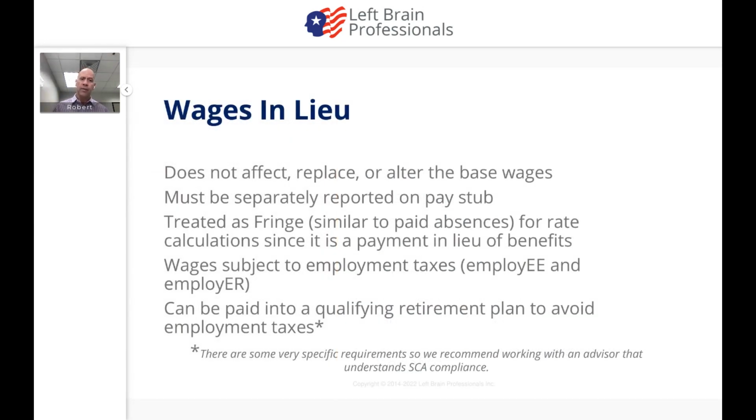Now, here's another area where the wages in lieu gets some people tripped up, and we always want to make sure that we cover this clearly. So wages in lieu does not affect, replace, or alter the base wage. Let me give you a perfect example. If you've got an H&W requirement, and we're going to show you what a wage determination looks like in a little bit and how to find that H&W amount.